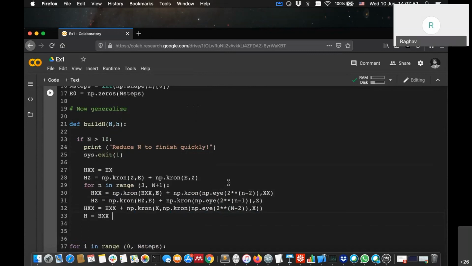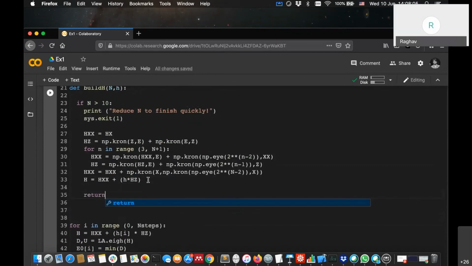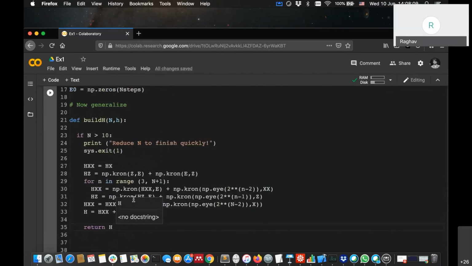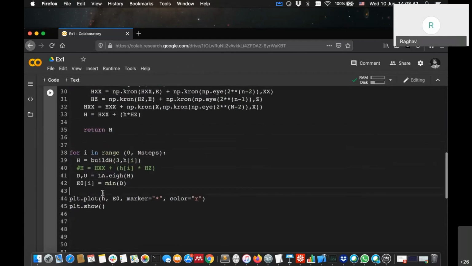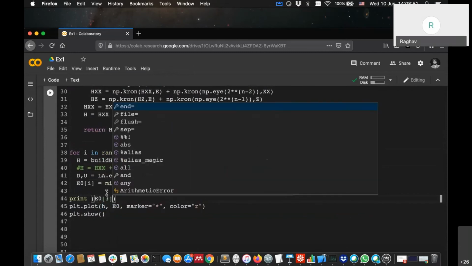Now H is just HXX plus h times HZ. So this function has to return H, and then instead of this line here, I will just have H equal to build H, say 3 comma h I. Okay, so let's see. Now this is fine. So let me just print e0 sum 3 or something like that.